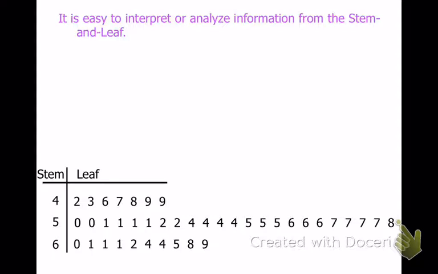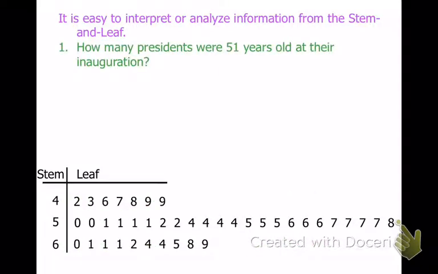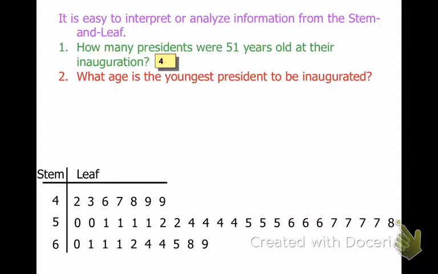Alright, now that we have our data all written out, let's go ahead and answer some questions because it's a lot easier to answer questions about the data if it's organized. So how many presidents were 51 years old at their inauguration? So we look at the second row, we see 1, 2, 3, 4, so the answer is 4. Next question, what age is the youngest president to be inaugurated? So we look at the top of the stem and leaf plot, and the answer is 42.